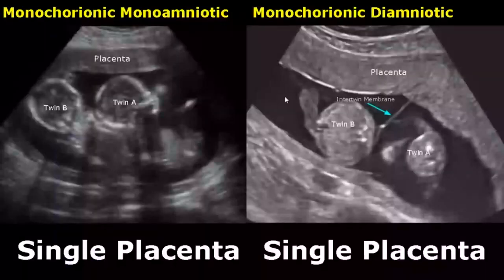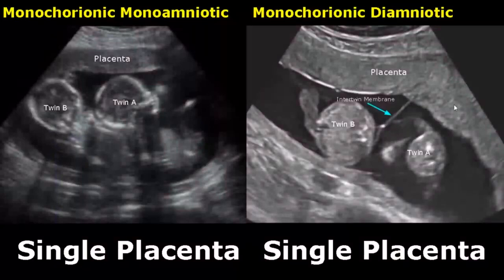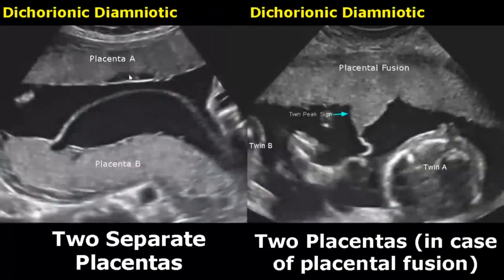Now we move on to number of placentas. These are monochorionic monoamniotic twins. We see only one placenta that is supplying both the twins. Dichorionic diamniotic twins usually have 2 separate placentas, but in some cases there is fusion of the placentas if they are close to each other. They will appear as a single placenta.